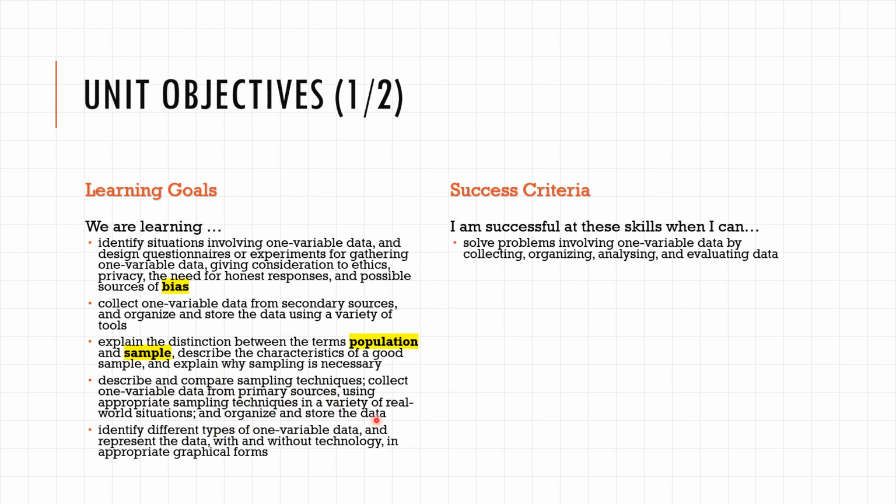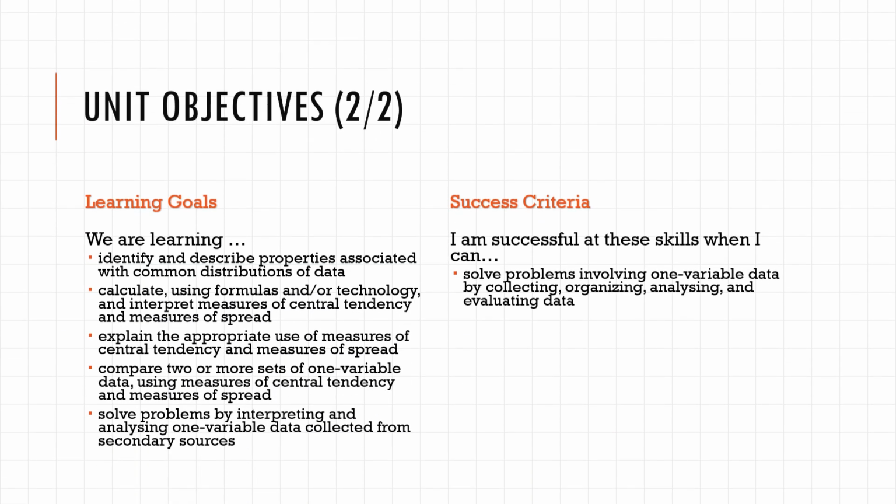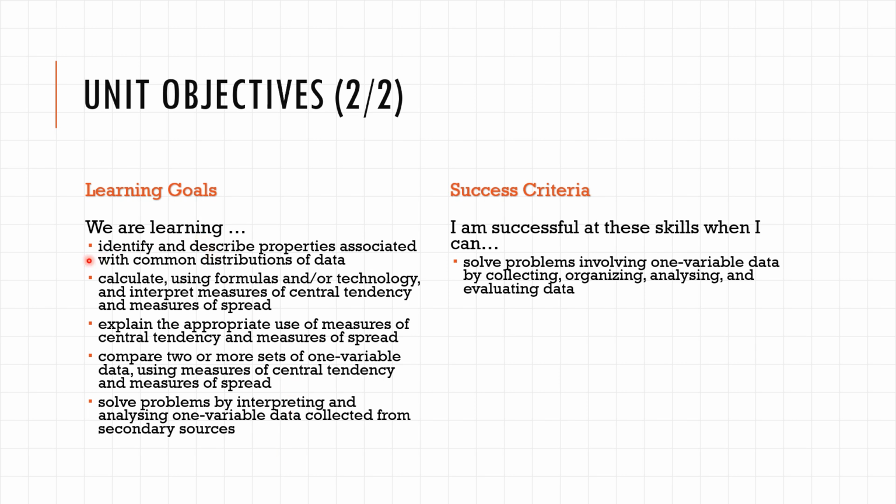We then organized and stored that data, and then depending on what type of data we got, we learned what the different types are. We learned how to represent that data with the appropriate chart. We also identified properties associated with common distributions of data: normal, bimodal, skewed. We used measures of central tendency and measures of spread, and we calculated those, and we interpreted what they mean when a data set has a certain measure of central tendency or a certain standard deviation.